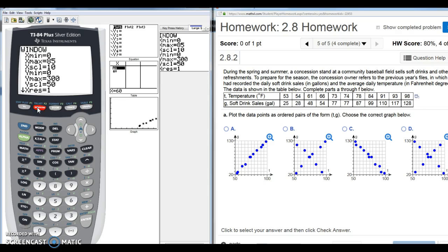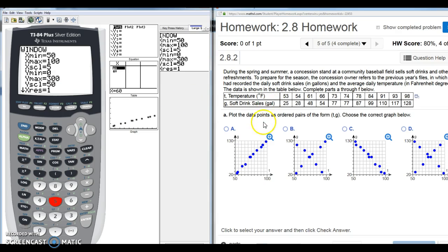So let's go to my window. My X min is 53 and my X max is 98. So let's do 50 to 100. And counting by tens. Looks like they're counting by 5. 55, 60, 65, 70, 75. Looks like they're counting by 5. So I'm going to also count by 5s. So change my X scale to 5.